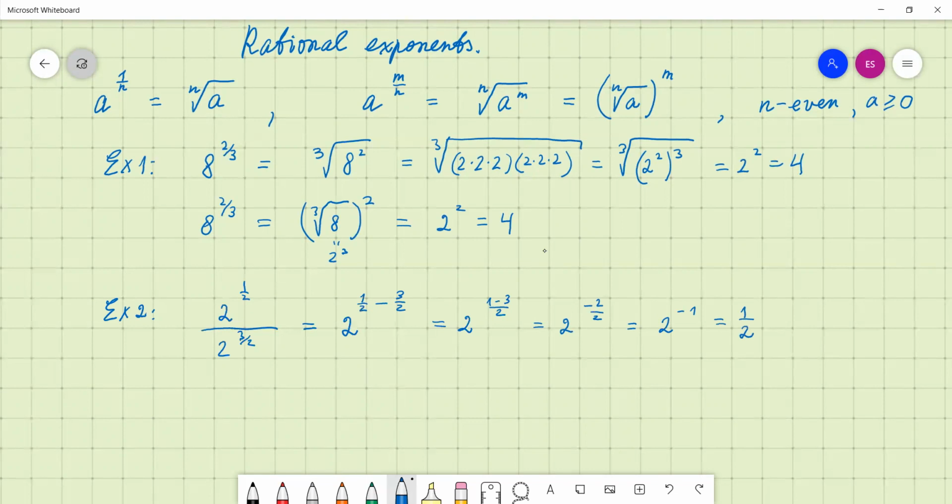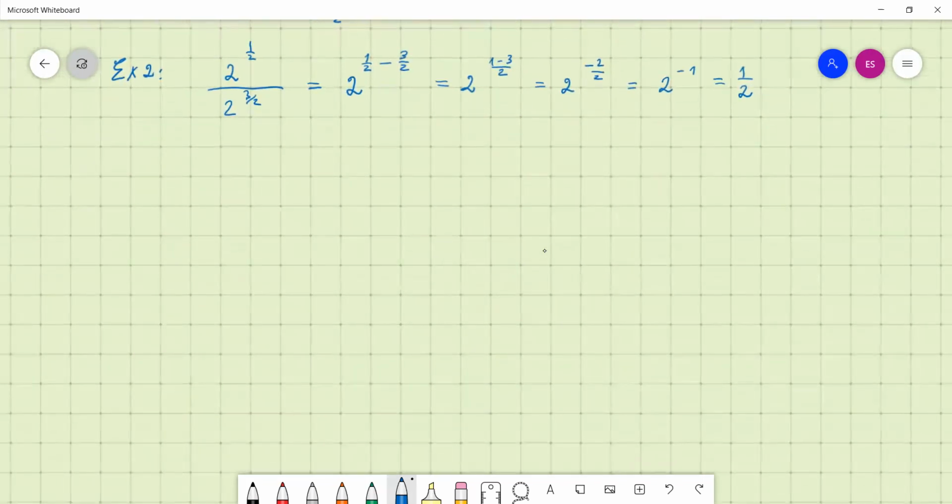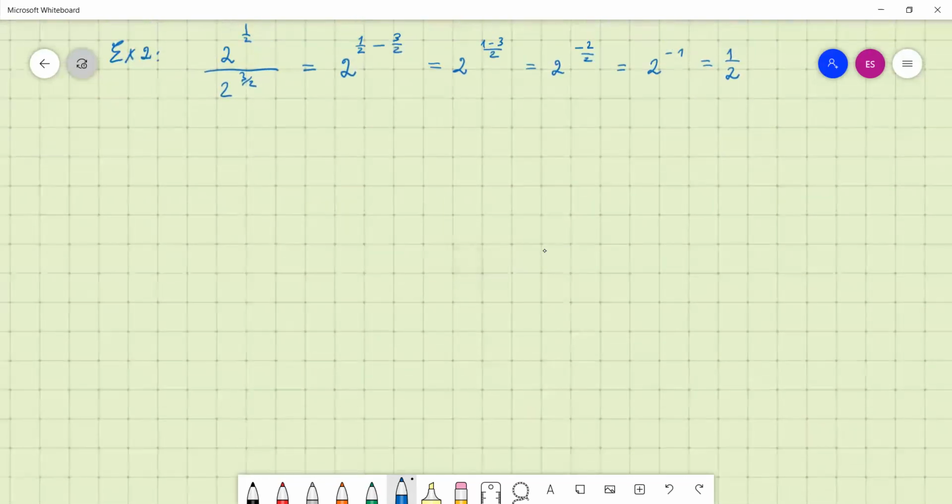I know that it's a very, very long lecture, but the last topic of this lecture is rationalizing denominators. Let me scroll it a little bit higher. And we're going to talk about rationalizing denominators.